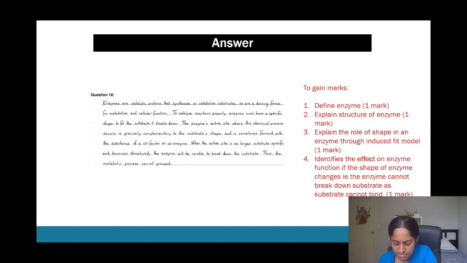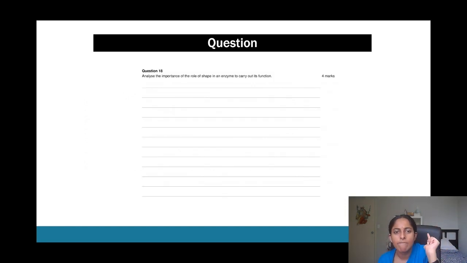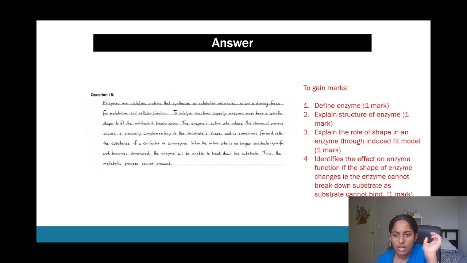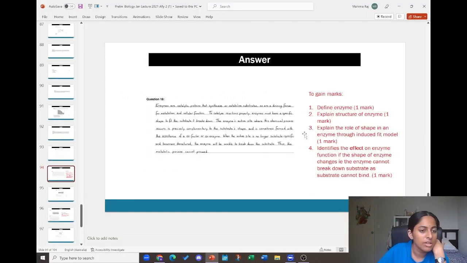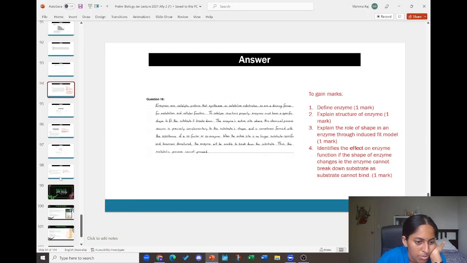The next mark that I would give is talking about function. So enzymes are pretty much shaped through the induced fit model, and the final mark would come in talking about the effect on enzyme function if the shape is changed. So remember that the shape actually plays a big role in whether substrates are going to attach onto the enzyme, right? Because remember, that's how the enzyme substrate model works.